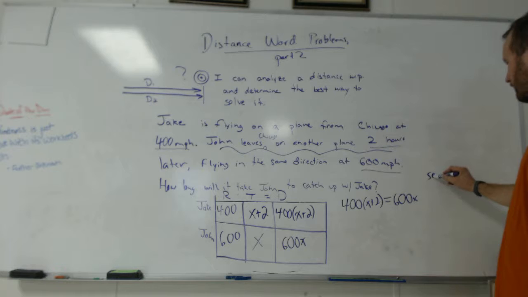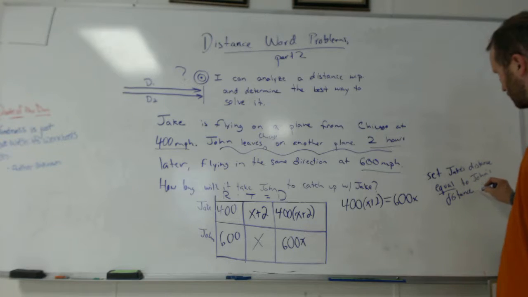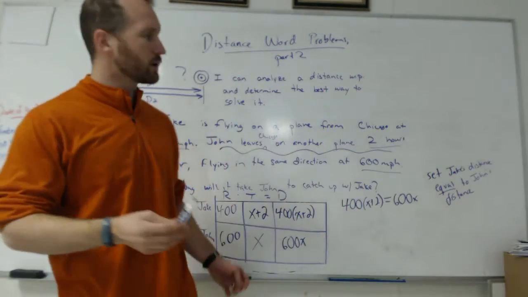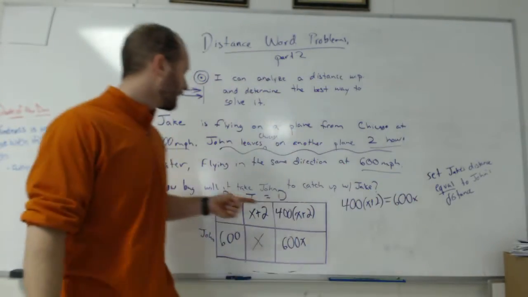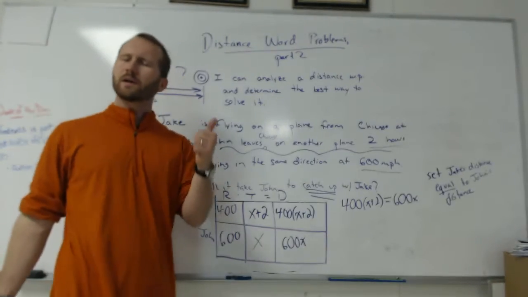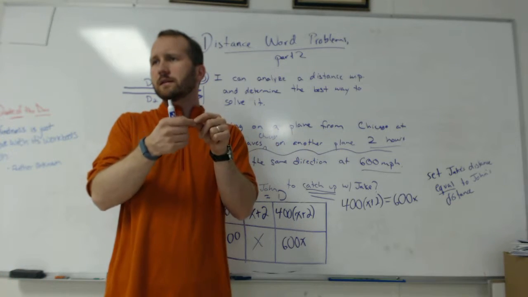I'm going to write a little note here. Set Jake's distance equal to John's distance. And I do that because, so you might add this to your notes, it says catch up. So catch up, pass, overtake, those all mean distances are equal.